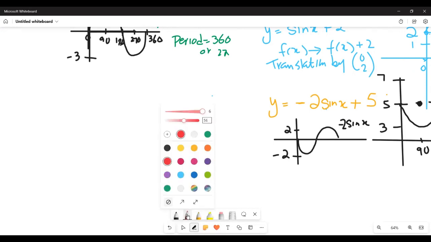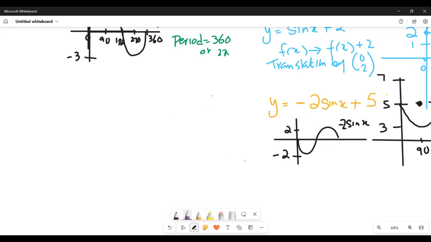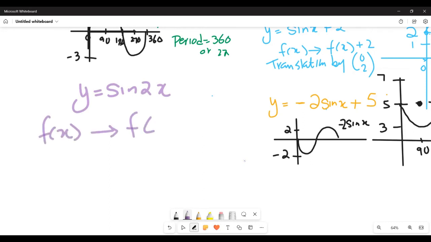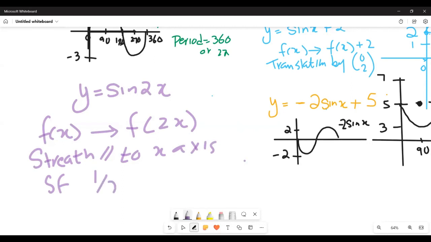Moving on to the graph of sine 2x. Now, if you remember from transformations, when f(x) changes into f(2x), then this is a stretch parallel to the x-axis. And the scale factor is actually the reciprocal of 2, so scale factor half. So actually it's shrinking along the x-axis.